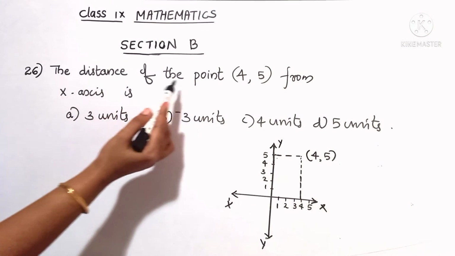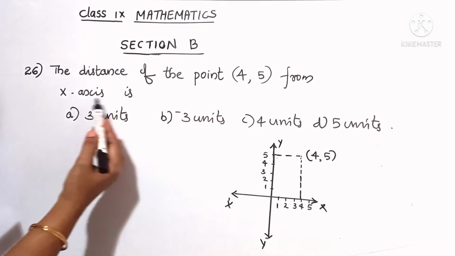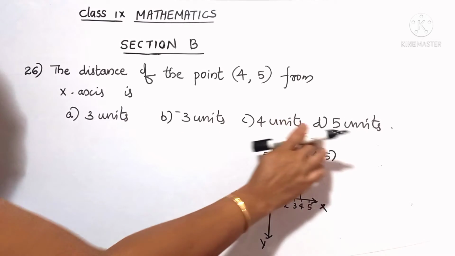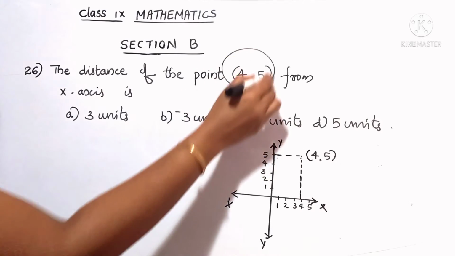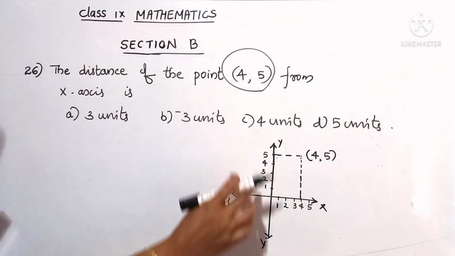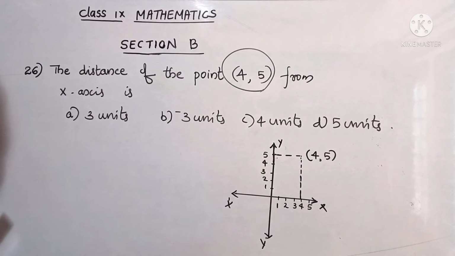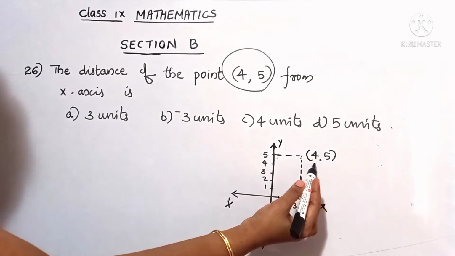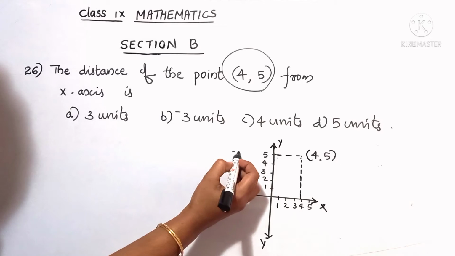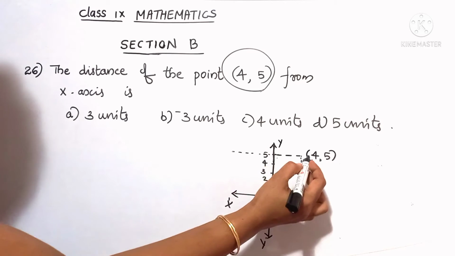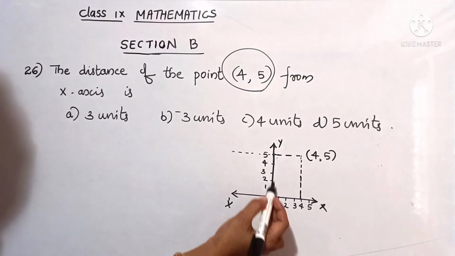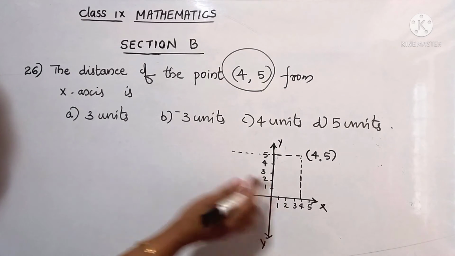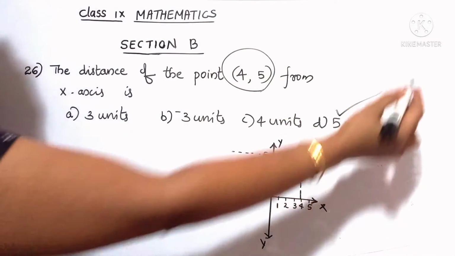The distance of the point (4, 5) from the x-axis is: 3 units, minus 3 units, 4 units, 5 units. From this point itself we could understand. Otherwise, just to see that picture, here we can see the point (4, 5). If you join it like this, we can see that line is 5 units from the x-axis. So the answer is 5 units.